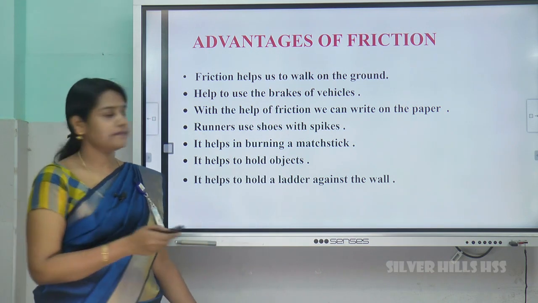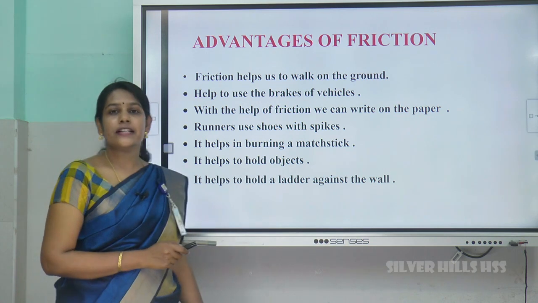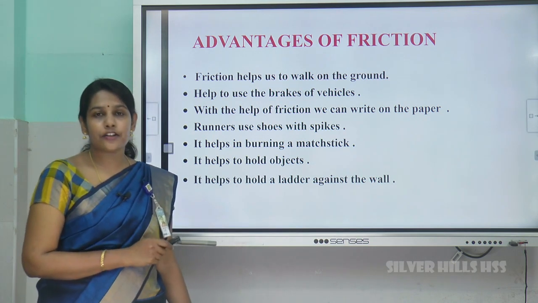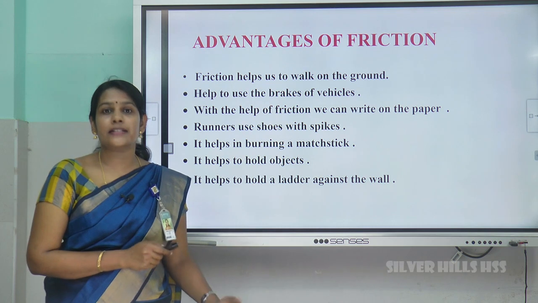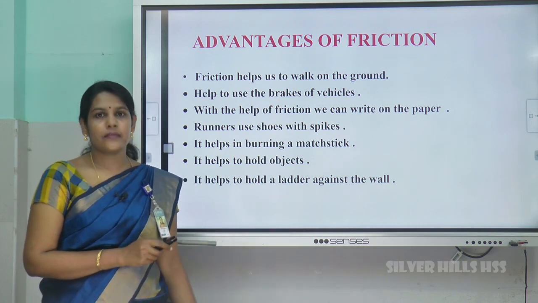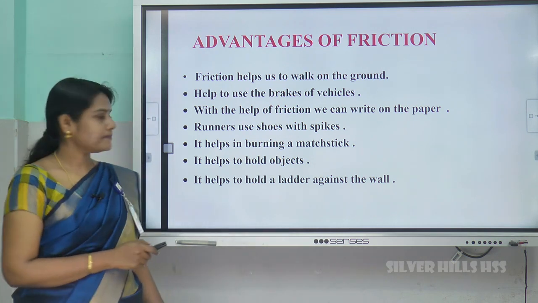Friction is necessary. Runners use shoes with spikes. These spikes under the shoe help them to run without skidding. It gives them the grip so that they can run without slipping.